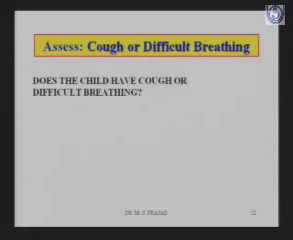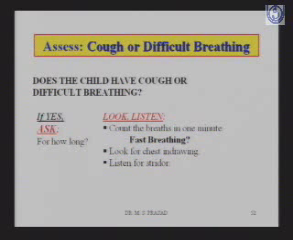If you remember, you have seen the video on how to count the breathing, and you have also seen the cutoff points: 2 months up to 12 months, if it is 50 or more, this is fast breathing, and 12 months up to 5 years, if it is 40 or more, it is fast breathing. So once you have decided whether it is fast breathing or not, the second thing is you have to look for the chest indrawing, and third, you have to look and listen for the stridor. Once you have done this, you get the signs, and we come to the classification.